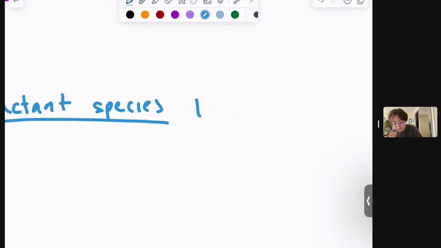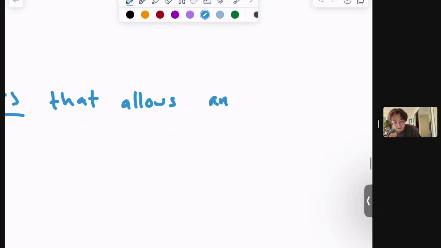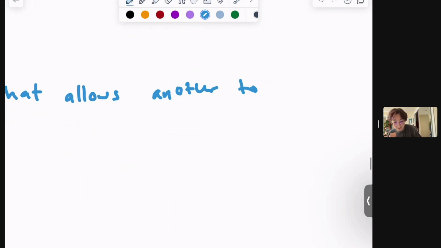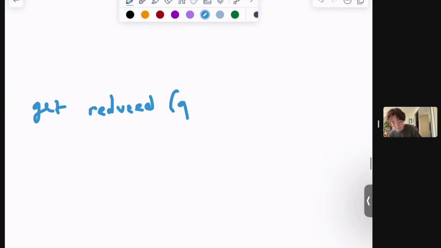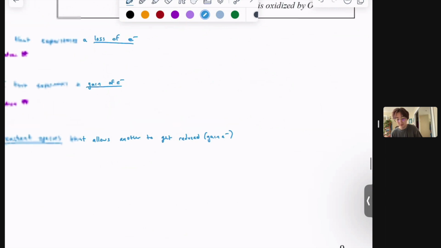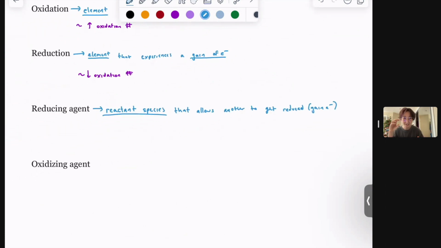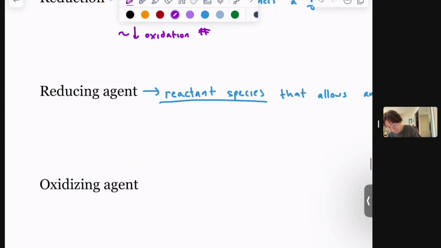That allows another species to get reduced. So the thing that gets reduced has gained electrons. The reducing agent allows that to happen. It facilitates something being reduced, which means that the reducing agent loses electrons. Woo!